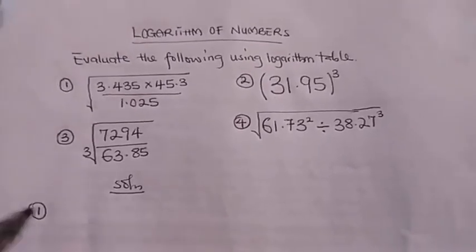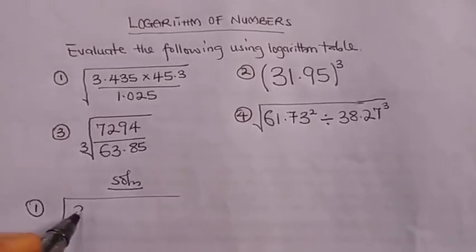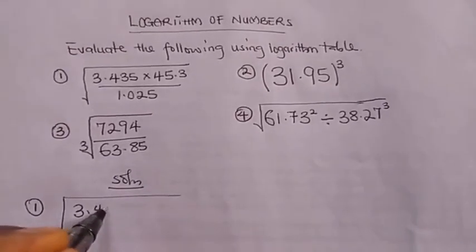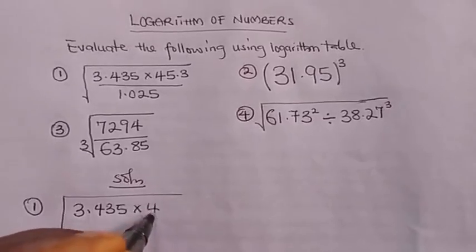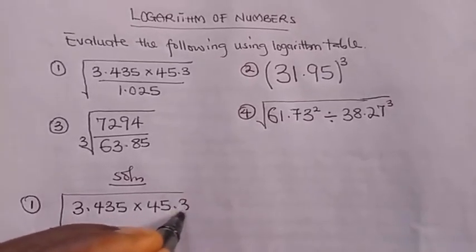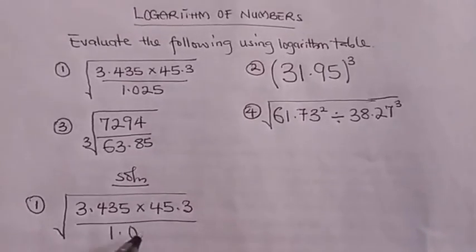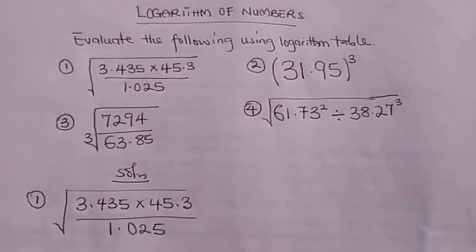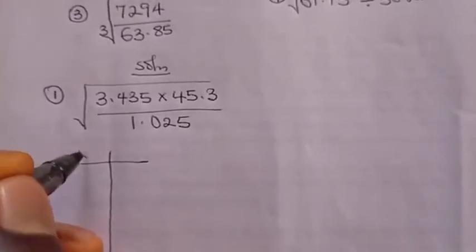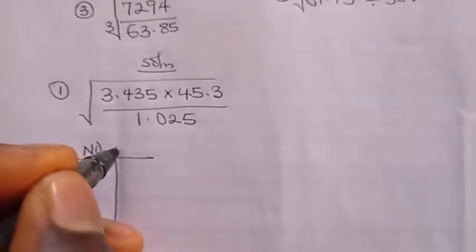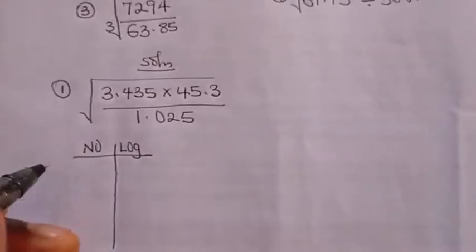for the first one, we have the square root of 3.435 multiplied by 45.3 divided by 1.025. So to begin with, we extract the numbers in our table like this, the numbers to the left and the logarithms to the right.